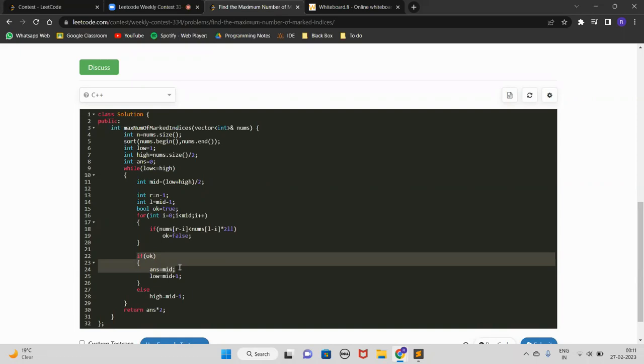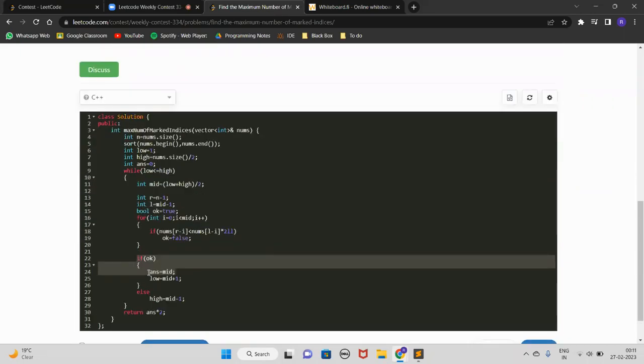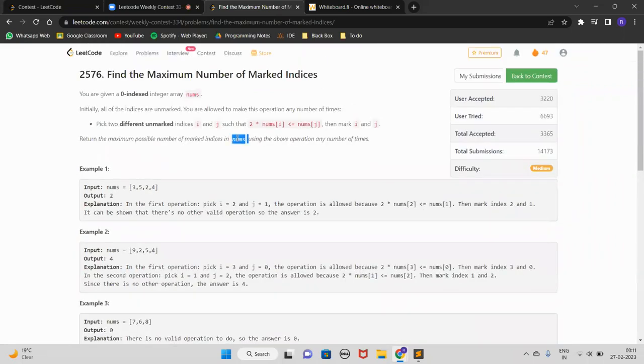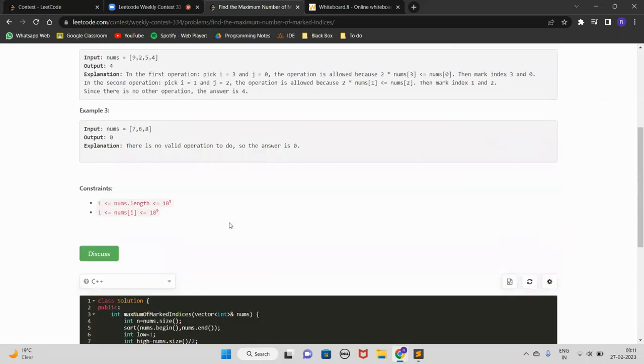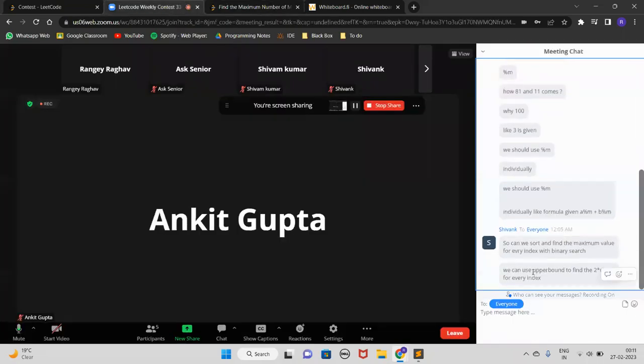Let us search if we can make more pairs. Otherwise, we can say that no, these many pairs are not possible, so let us search if we can make fewer pairs. And the final thing is that we don't have to find the number of pairs. We have to find the number of marked indices, which is equal to answer into 2. So is this clear?